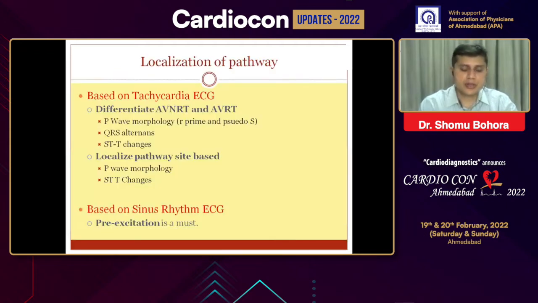I would stick to the basics of narrow complex tachycardia and localization of the tachycardia based on tachycardia ECG. The first step is to differentiate between AVNRT and AVRT based on the P-wave morphology, QRS alternans, and STT changes. Then you can localize the pathway site based on the P-wave morphology and the STT changes. And based on the sinus rhythm ECG, when there is pre-excitation, you can localize the pathway.